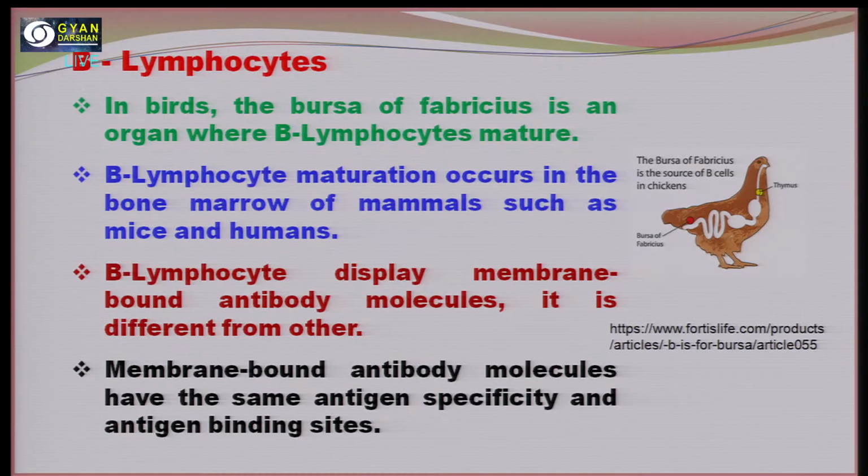B lymphocytes display membrane bound antibody molecules. This is different from other cells, and the membrane bound antibody molecules have the same antigen specificity and antigen binding site. In this figure, in the case of birds, the bursa of Fabricius is indicated in red. The B cell matures in this particular part of the bird.